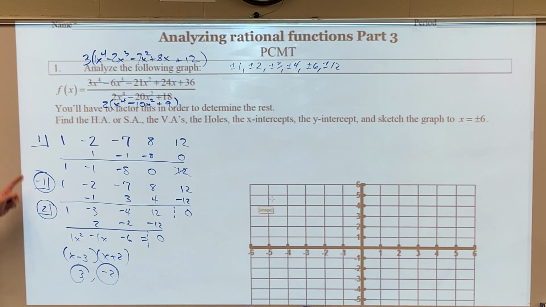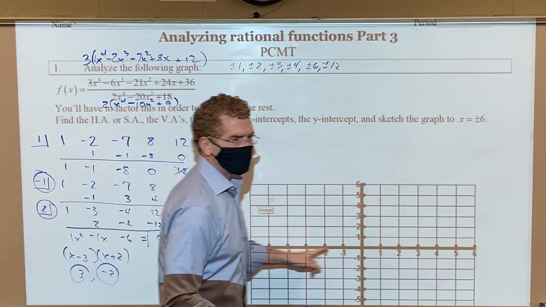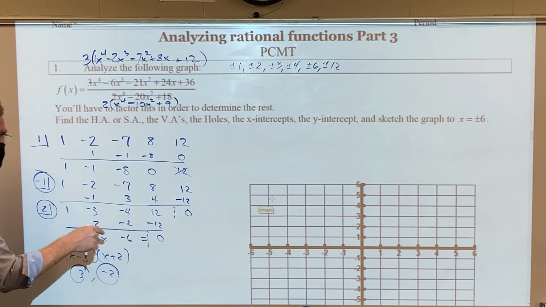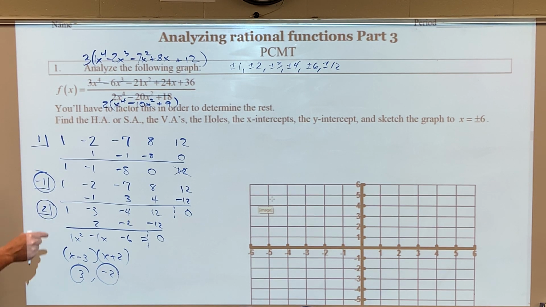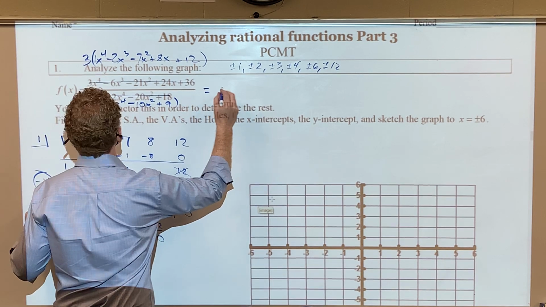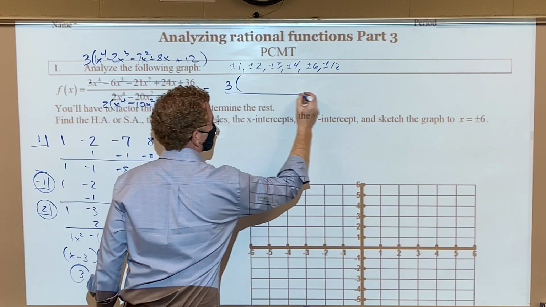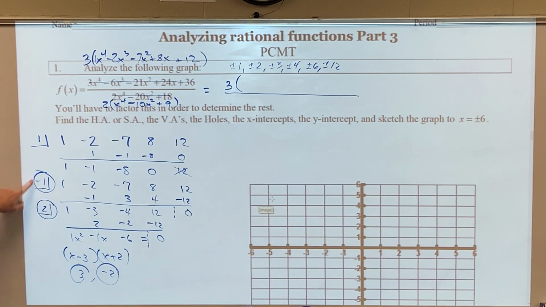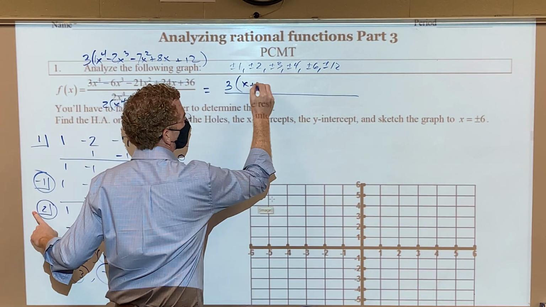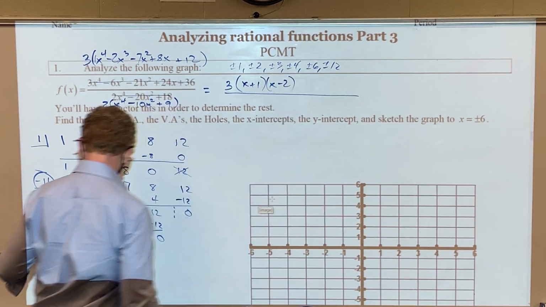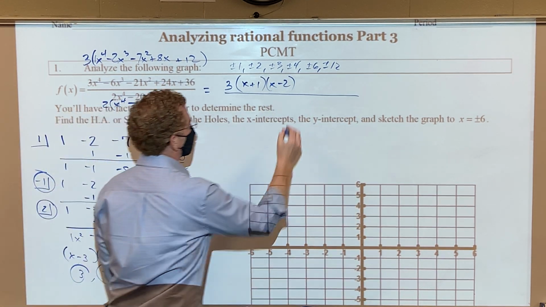I could change them back into factors, or just use them as x-intercepts, right? But I want to make sure that these don't cancel. There's a chance that these cancel with something in the denominator, which would make them not x-intercepts, but rather holes. So I'm going to go ahead and say, all right, here are my factors up here. I have that 3, which is just a whole number. And then I've got x plus 1, x minus 2. And then also x minus 3, x plus 2.